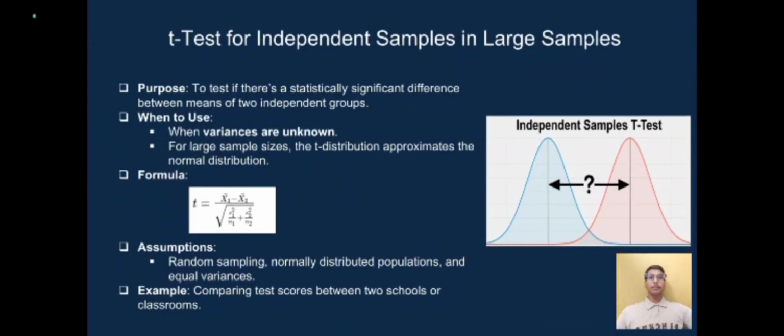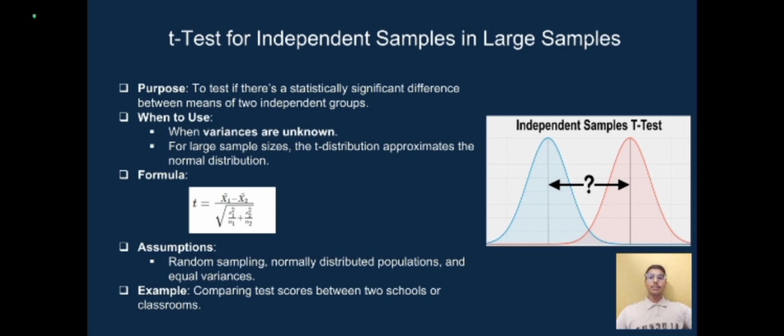T-test for independent samples in large samples. The t-test is a bit more flexible since it doesn't require knowledge of population variances, making it ideal when only sample data is available. This test is used for large sample sizes where we don't know the population variances. In large samples, the t-distribution approaches the normal distribution, which strengthens the accuracy of the test. The formula is the same as the z-test, but here we substitute the sample variances. And the assumptions are random sampling, independent samples, and similar variances across groups.